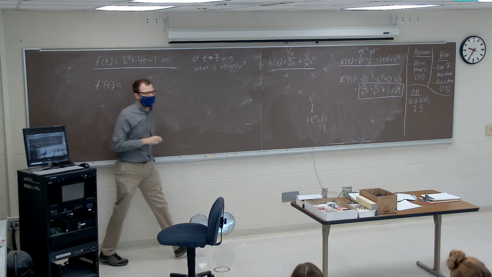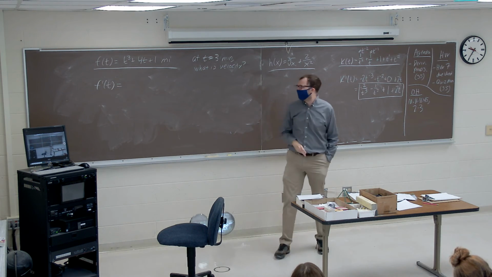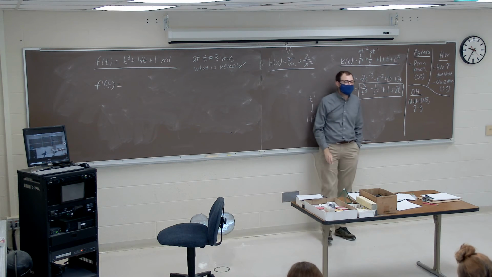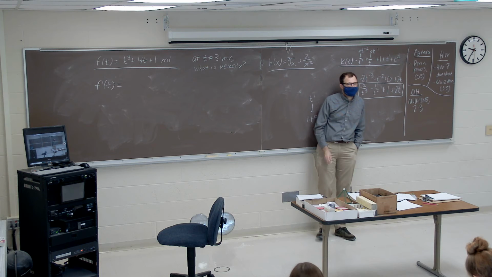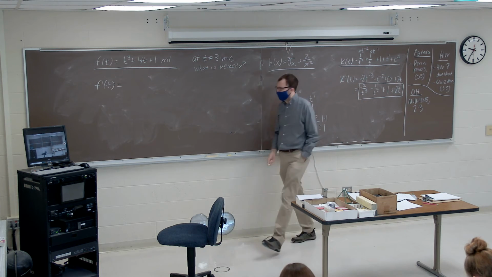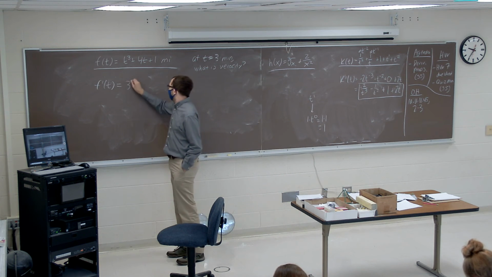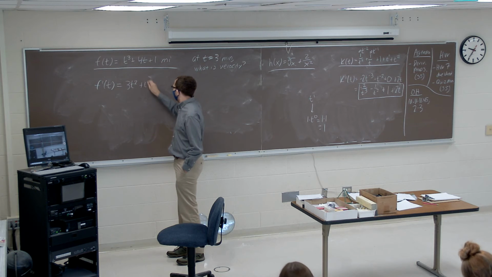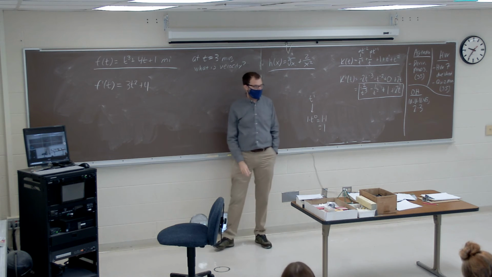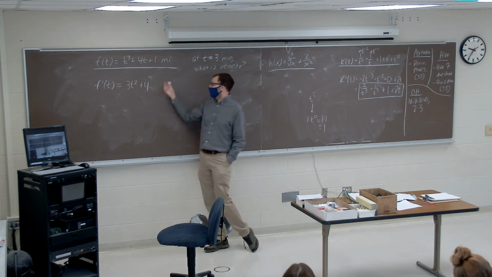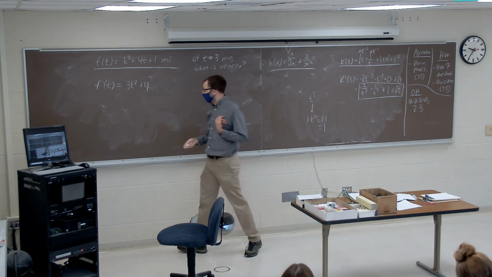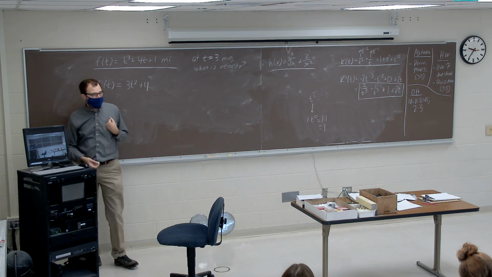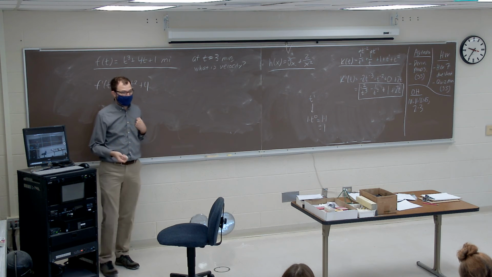Makes me feel important. Okay, so what are we going to get if we take f prime of t here? Sure, yeah. 3t squared plus 4. Okay, so that's what we would get if we differentiated our distance function with respect to time. And so then you wanted to plug 3 into that expression? Yes, sir.